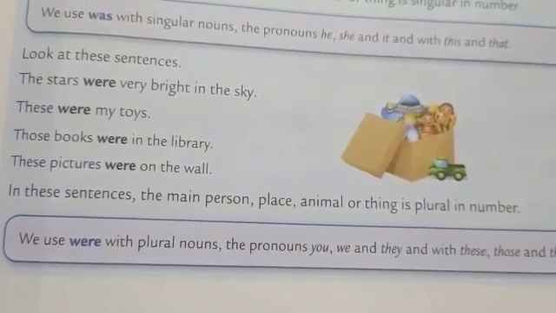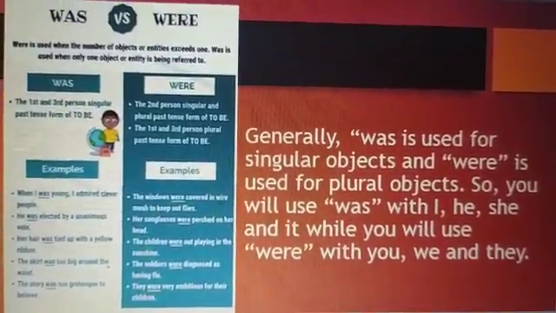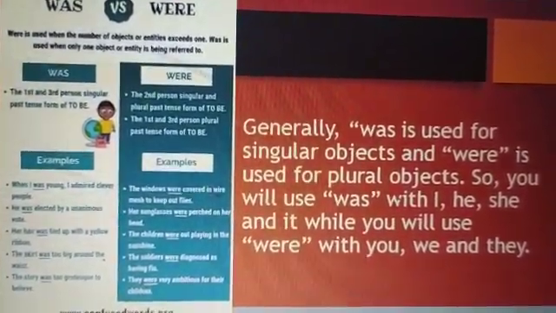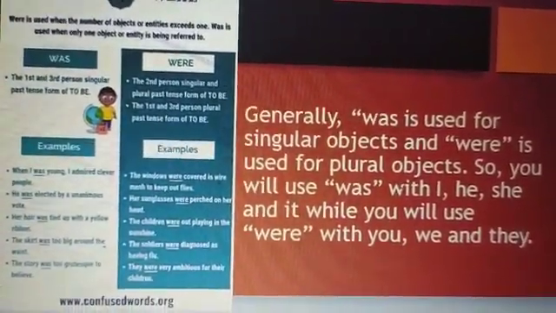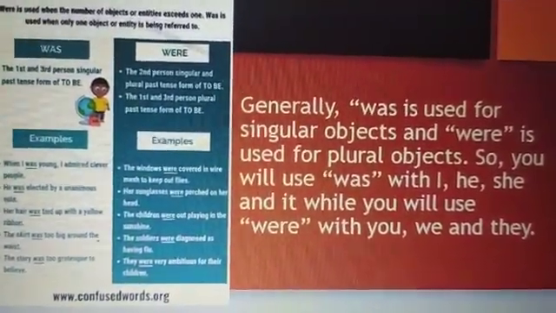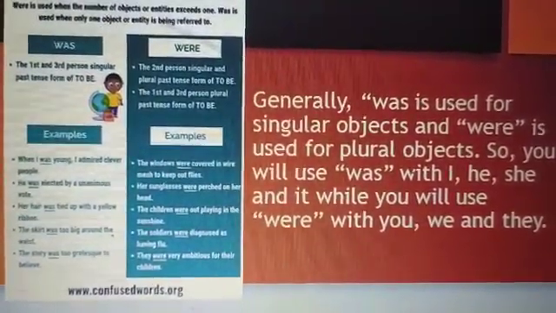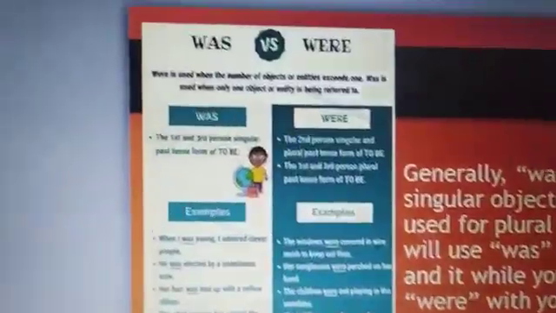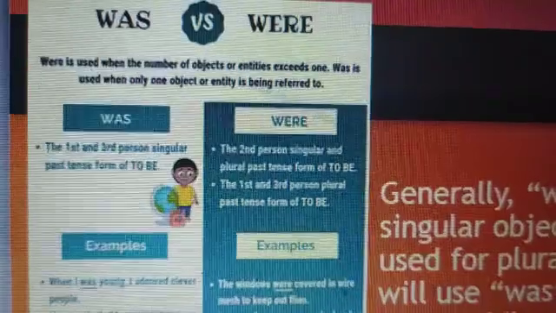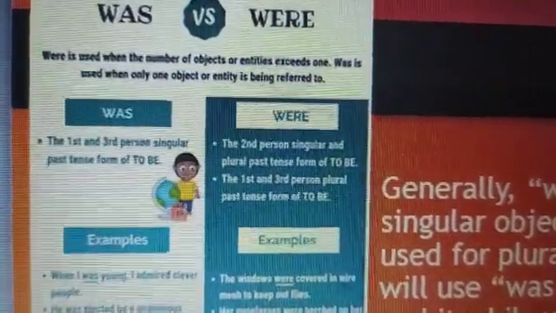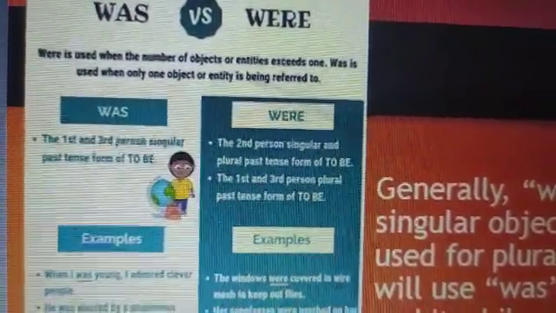So here you see. Remember children, generally was is used for singular object and were is used for plural objects. So you will use was with I, he, she and it, while you will use were with you, we and they when they will be plural in number. Here you see, were is used when the number of objects or entities exceeds 1. Was is used when only one object or entity is being referred to.